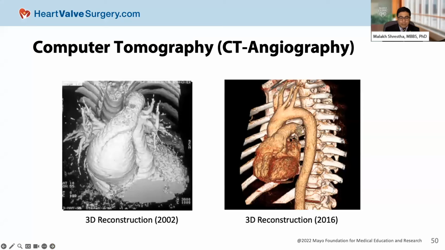But of course, now the standard is to do a CT scan. And even CT scans have evolved. It was way back 40 years ago that CT scans were first developed in Germany. And now you can see that in 2002, it was still black and white. But now with the new software, you can do a 3D reconstruction. So you can cut out all the tissues and look at the aorta. So the computer can do a lot of things nowadays. Next slide, please.